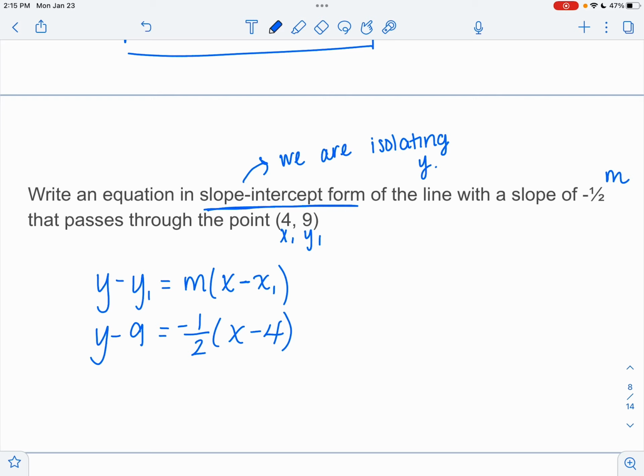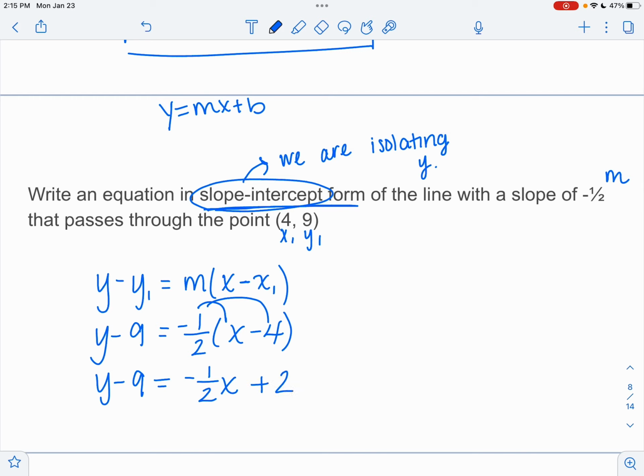So in the previous problems, we would stop here. But since it says slope-intercept form, and just as a reminder, that's y equals mx plus b, that means that we need to change the way that this looks. So by simplifying it and isolating y. So we'll want to distribute the -1/2. So that's -1/2 x, and -1/2 times -4 is +2.